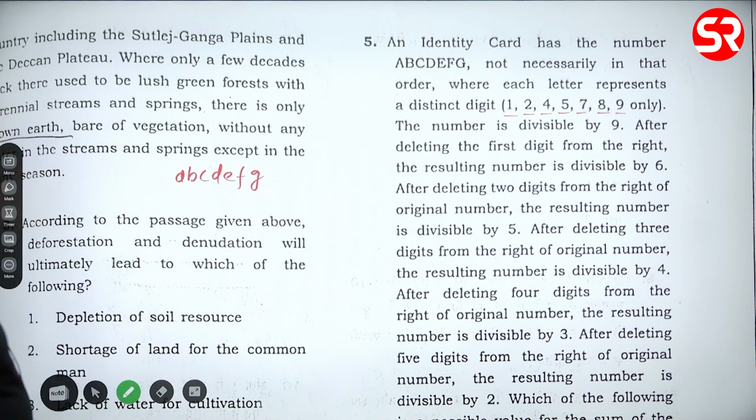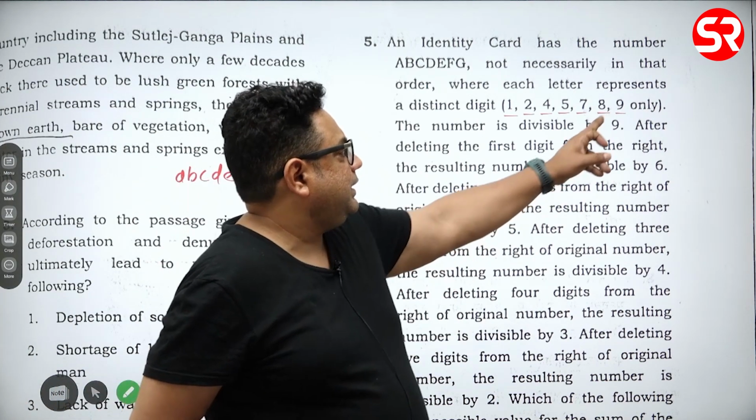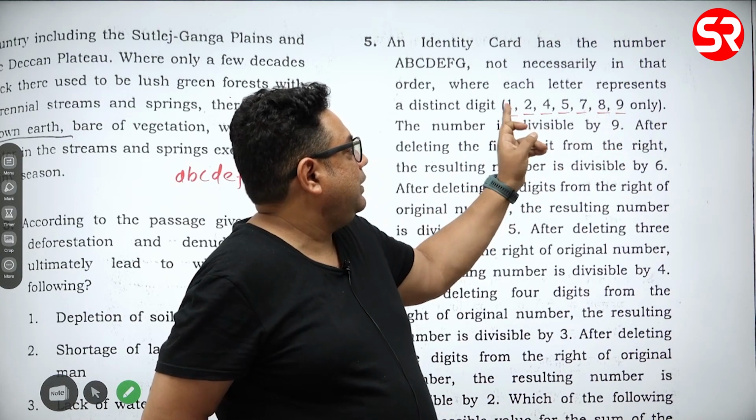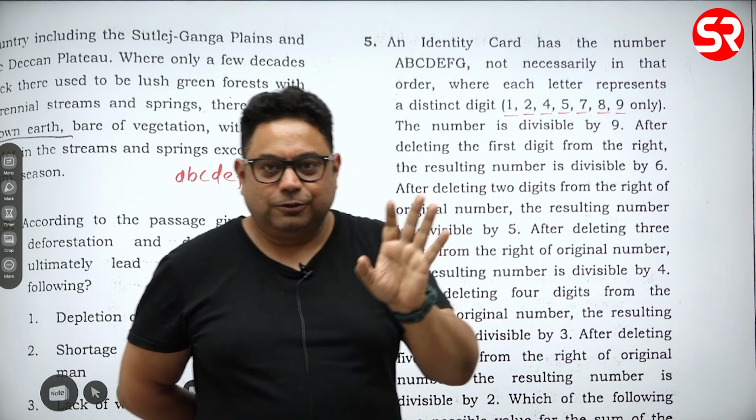So I'm taking this as a number, and we have to put the entries 1, 2, 4, 5, 7, 8, 9. So he says the number is divisible by 9. So I just check, is the number divisible by 9? See, 9 plus 8 plus 1, 9; 7 plus 2, 9; 5 plus 4, 9. So this 7-digit number is divisible by 9.